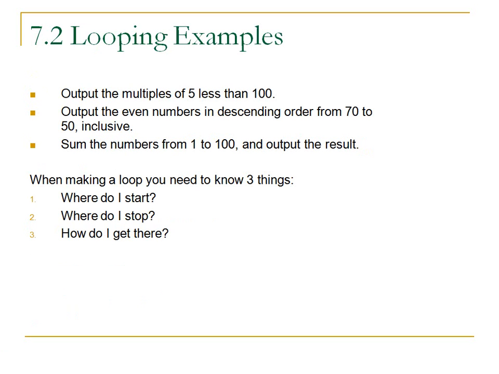Okay, so here are some examples for you to practice with. Output the multiples of 5 less than 100. And then output the even numbers in descending order from 70 to 50 inclusive. Sum the numbers from 1 to 100 and output the results.